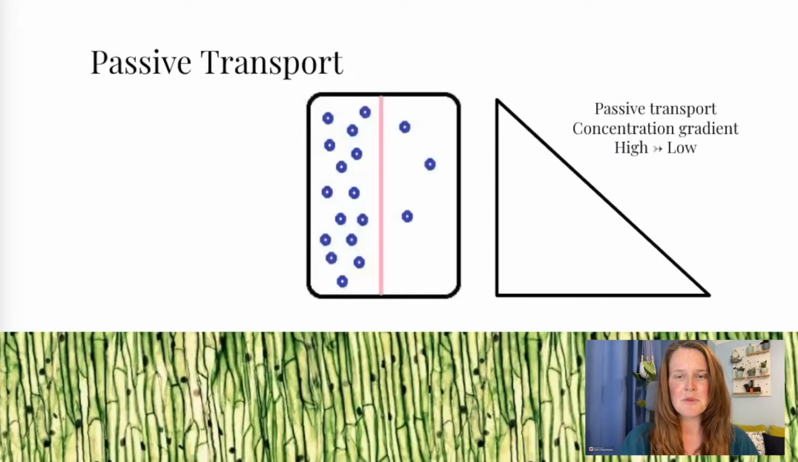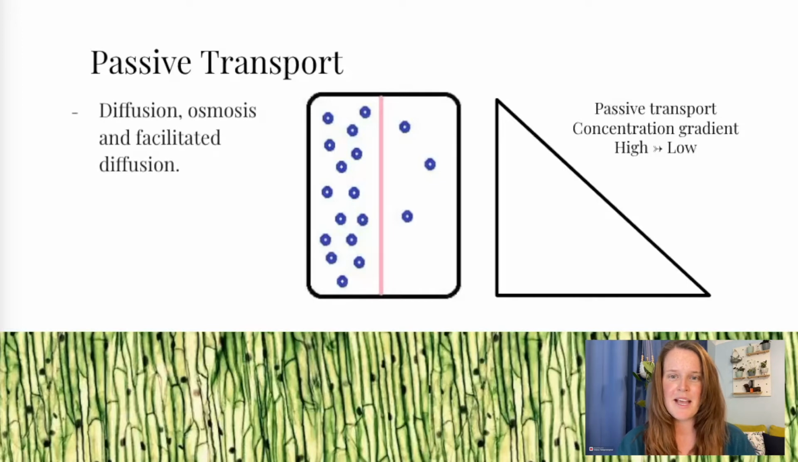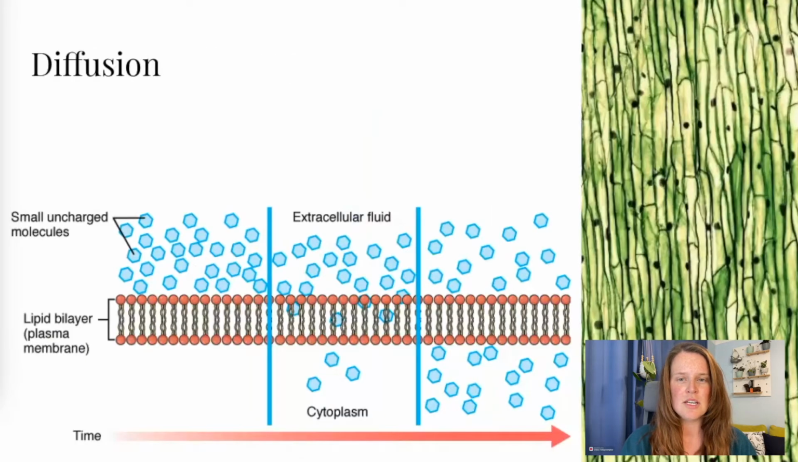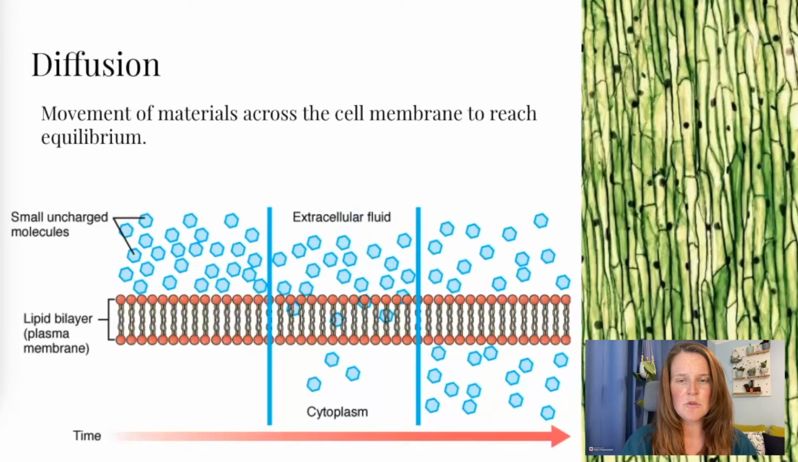Firstly, we're going to explore passive transport. There's the modes of diffusion, facilitated diffusion, and osmosis. Passive transport means that no energy is required for the movement of these materials. This type of transport moves along the concentration gradient from high to low. It can happen directly across the cell membrane as diffusion or through the use of proteins in the membrane as facilitated diffusion.